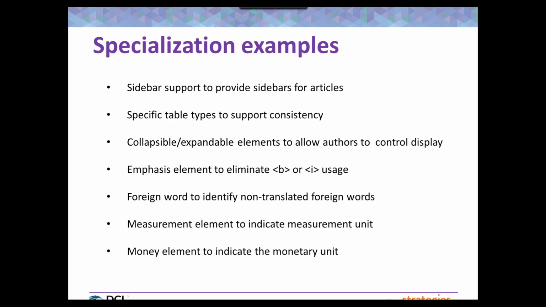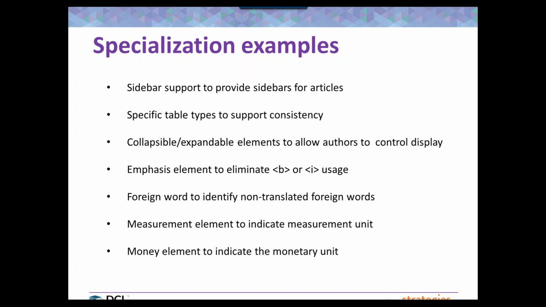So here are some quick examples of items that I have seen folks specialize. For folks that are doing a lot of white papers or articles, they want to have a sidebar, different table types, again, that collapsible element. I've seen some folks actually say, we want an emphasis element, so we've created it. Foreign words to identify non-translated words. I had a publisher who does a lot of medical information, and they just needed to say, okay, this is a medical word that, you know, we don't want to have to say, this is a term and translate equals no. We just said, okay, it's a Latin word or a medical word.